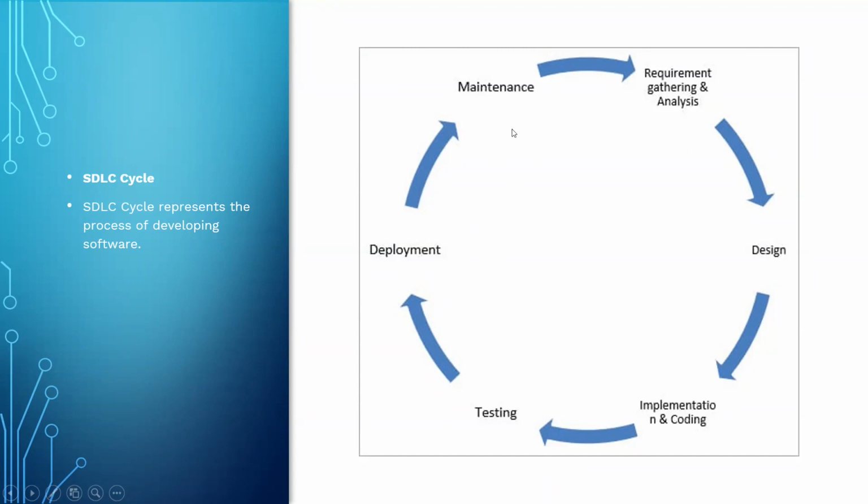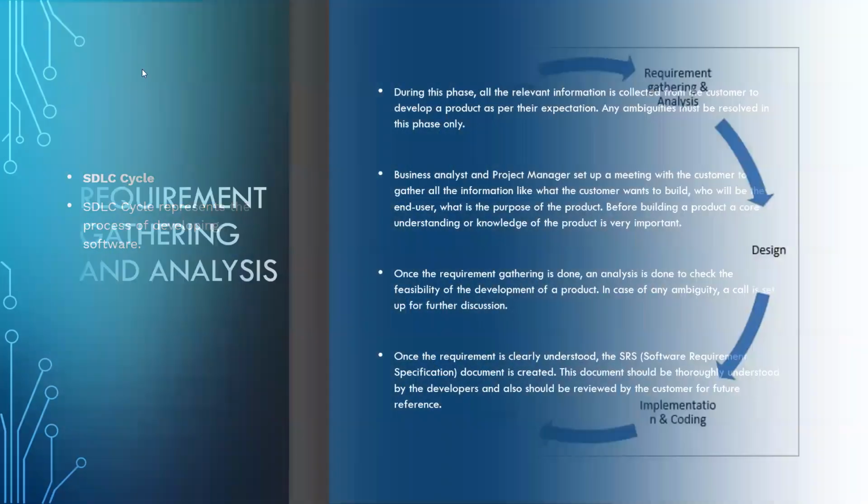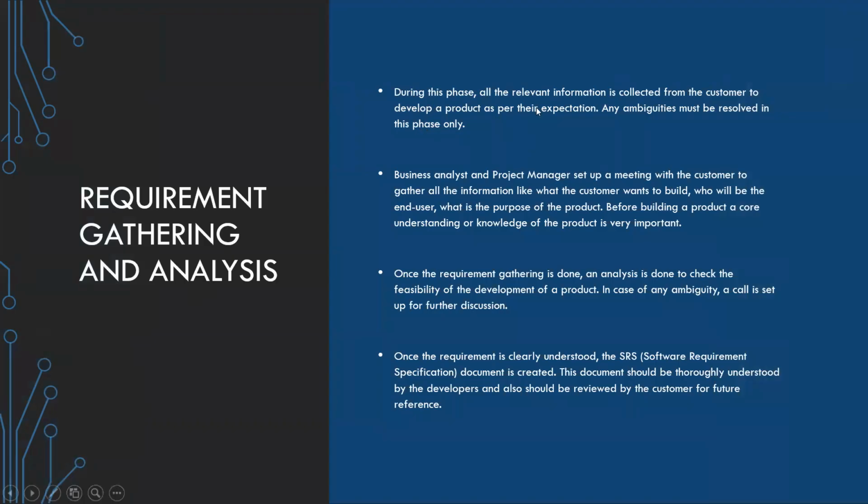Whenever we get some product, we are going to gather the requirements out of it. So, requirement gathering and analysis. During this phase, all the relevant information is collected from the customer to develop a product as per the expectations. Any ambiguities must be resolved in this phase. This is a very important phase, because the requirements are the basis for us. We should be clear with the requirements and eliminate any ambiguities in this phase.